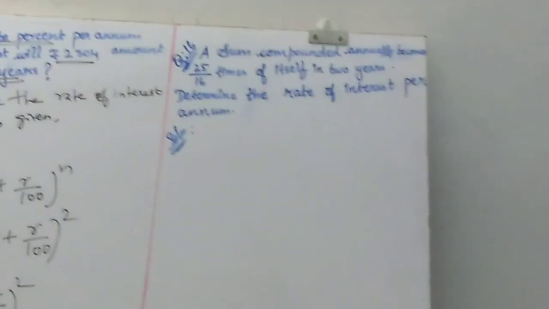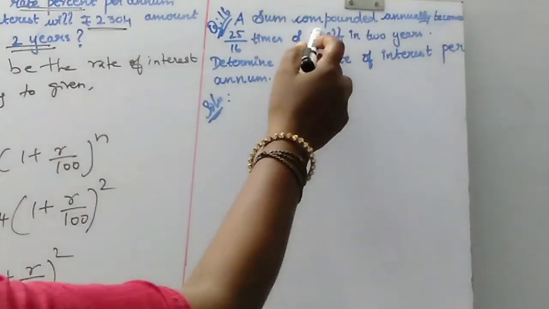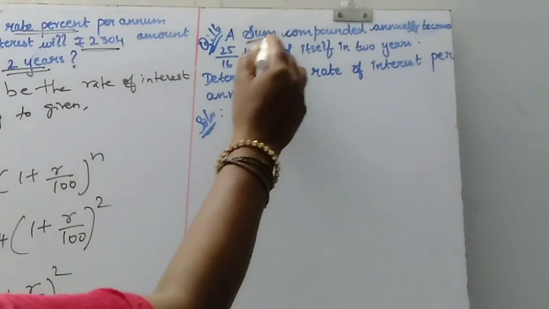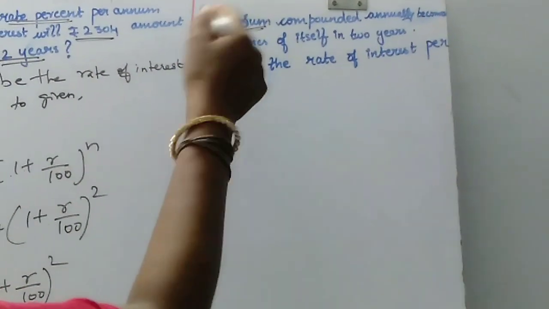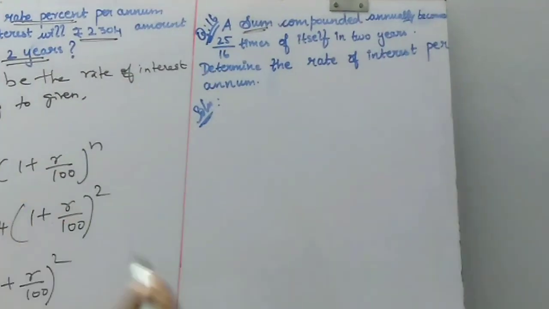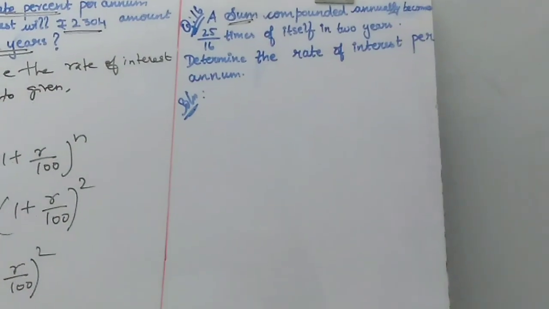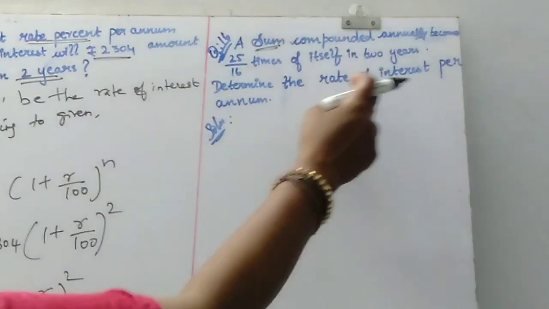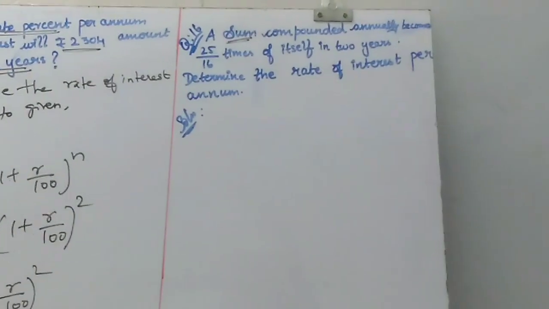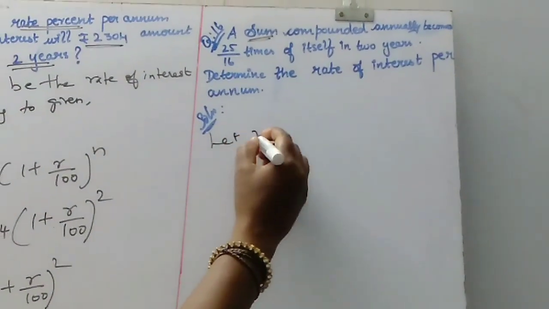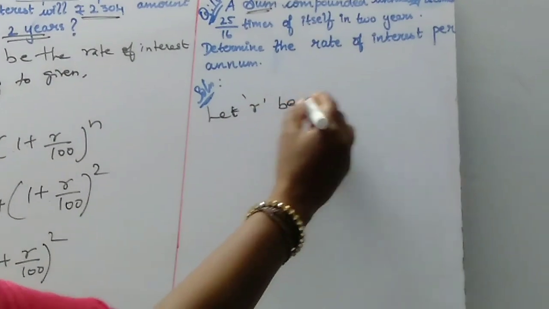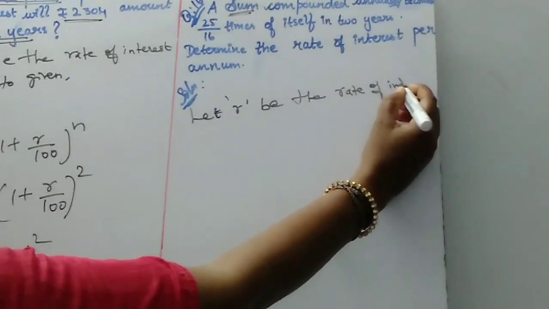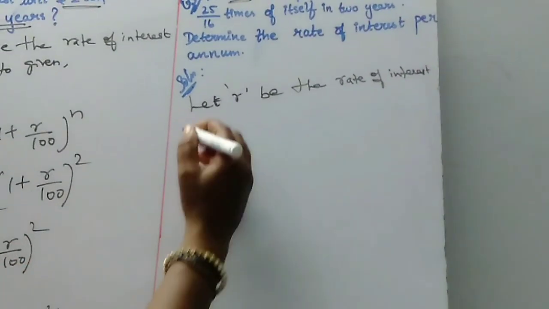Next, a sum compounded annually becomes 25 by 16 times of itself in 2 years, which is the amount. A sum here defines principal. We are supposed to find the rate of interest per annum. To determine the rate of interest, let R be the rate of interest, let us assume. The assumption is most important.